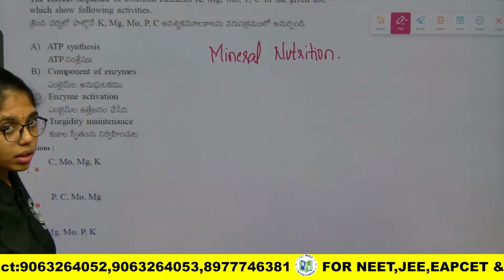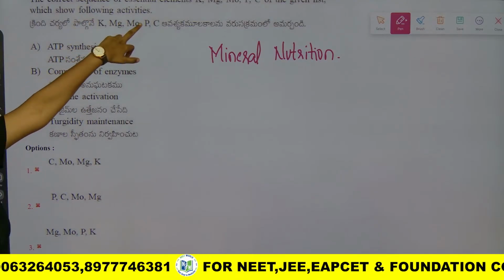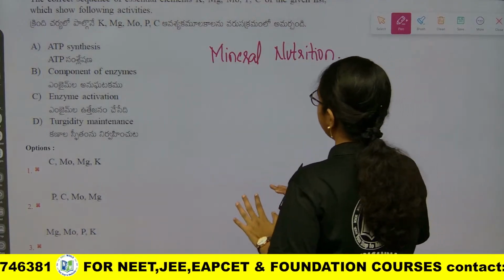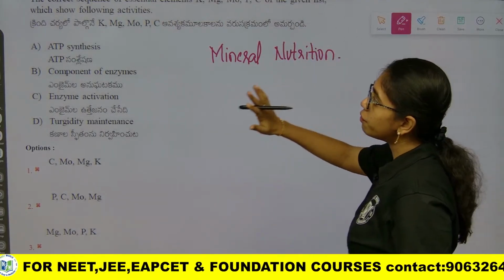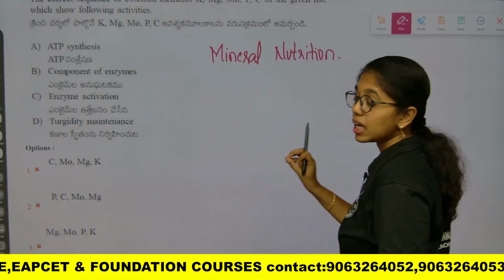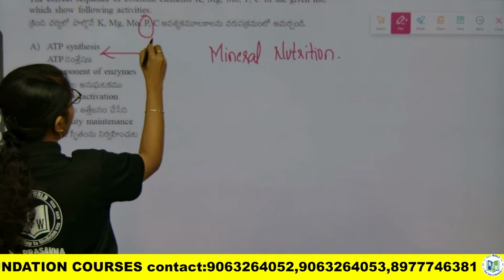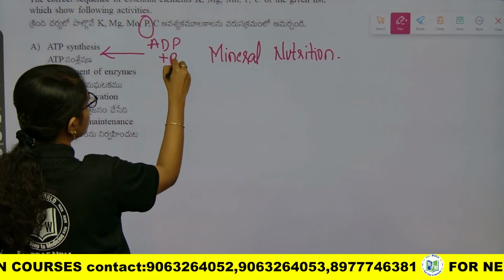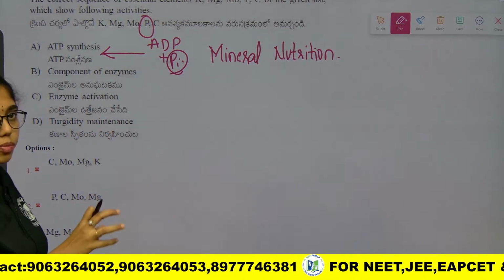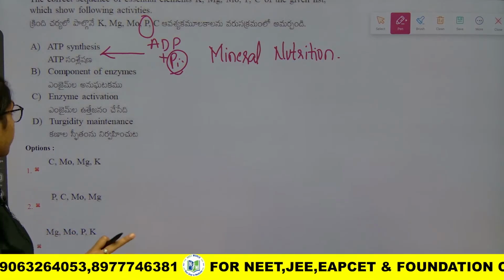First option if you see, that is ATP synthase. He has given the sequence of essential elements potassium, magnesium, molybdenum, phosphorus and carbon. Of the given list, which show the following activities, he is asking. ATP synthesis is promoted by which molecule from this, phosphate group? We all know ADP plus inorganic phosphate will give rise to what? For ATP synthesis. So, the phosphorus molecule is contributing in the formation or the synthesis of ATP.